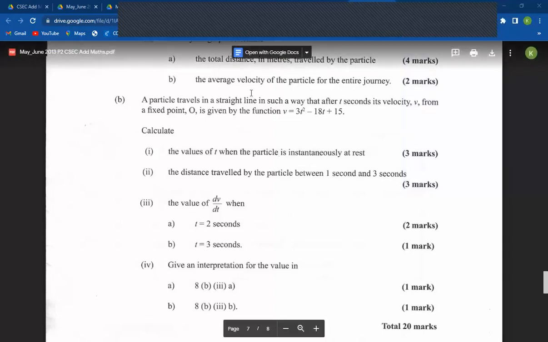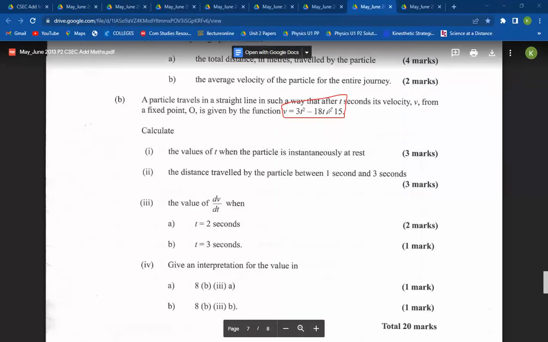A particle travels in a straight line in such a way that after t seconds, its velocity v from a fixed point O is given by the function v is equal to 3t squared minus 18t plus 15. See, when you're given an equation, that's when you know most likely calculus has to come in somewhere.